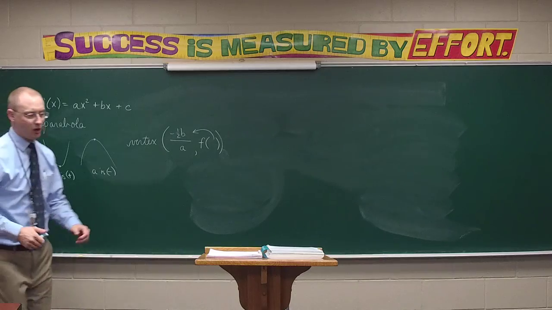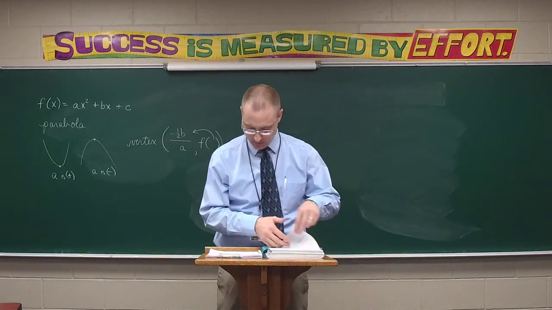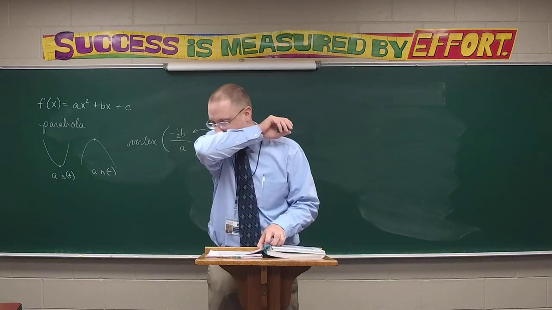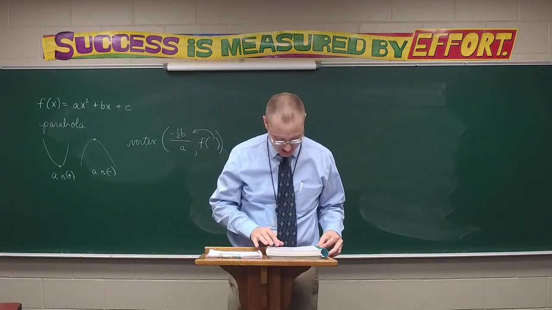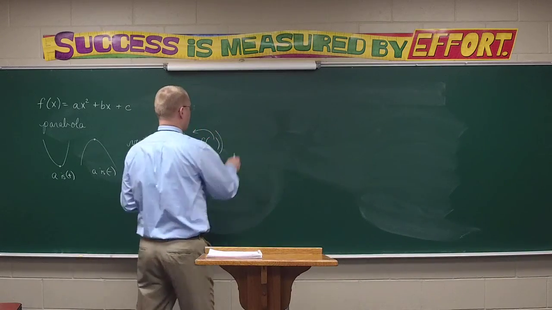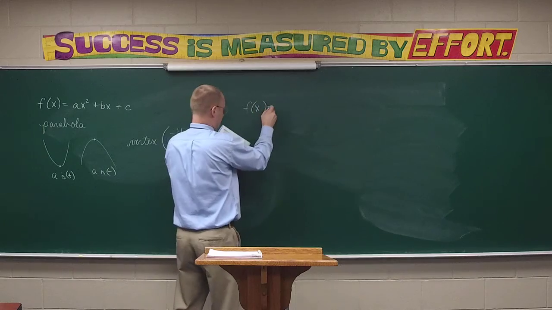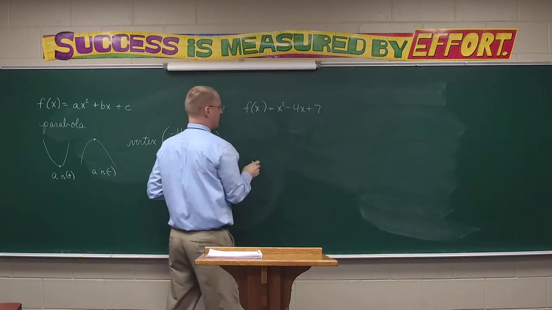And that's what you were doing on the rest of the homework, numbers 34, 36, 38. Flip back to page 209. And number 34, 36, 38, you were finding the vertex. They gave us the function f of x is x squared minus 4x plus 7.